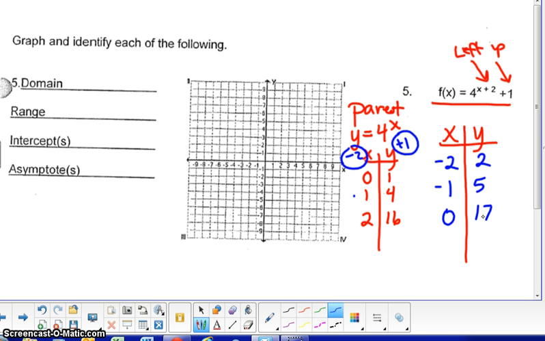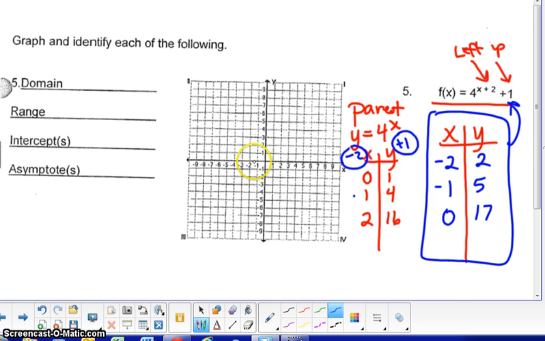So it doesn't look like the last point is going to hit the graph, but we'll do our best to guess. So this XY chart goes with this equation. So -2, comma 2 would be here. -1, comma 5 is going to be up here. And 0, 17 would be way, way up here.